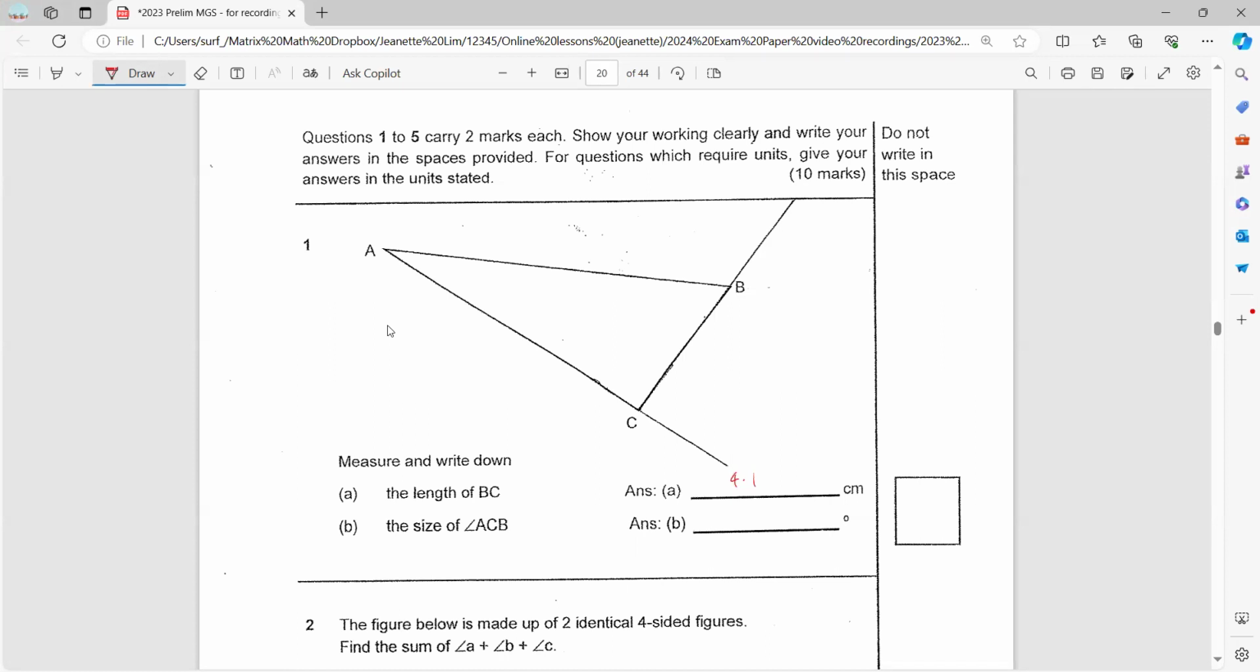Then same for angle ACB for part B. Measure with a protractor, you should get about 94 degrees. So anything between 92 degrees to 95 degrees is fine. So the top one will be 4 to 4.2.